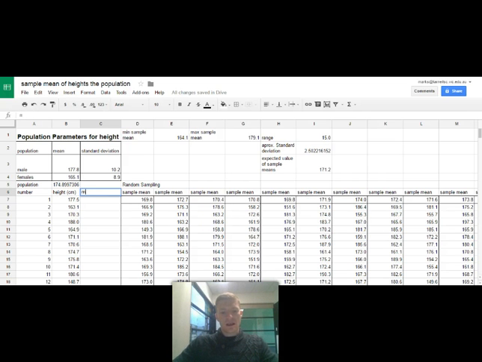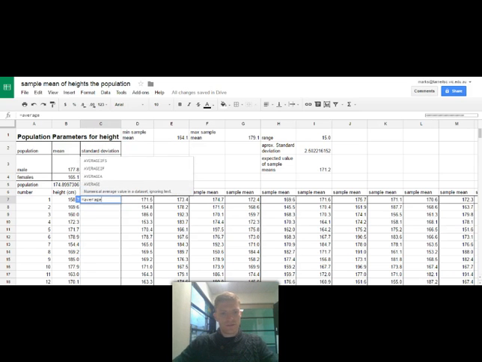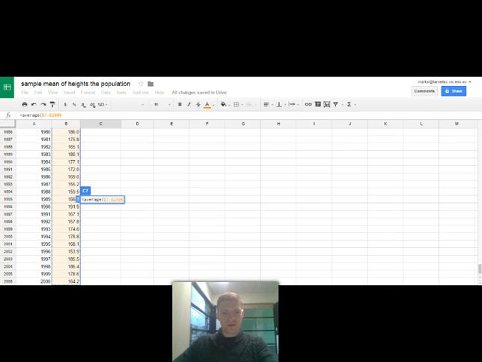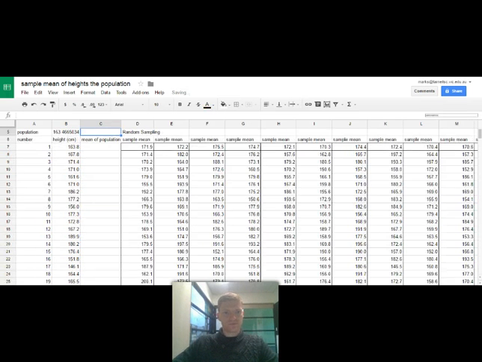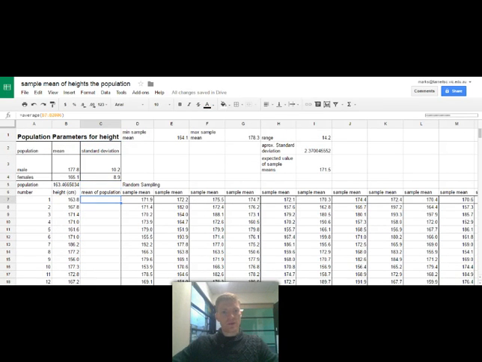Let's get the mean of the population. The population mean, in this case, will just be the average of all our population values. So select the first one, Control Shift down to get the very last row. There it is. And we can also get the standard deviation of the population. And we're going to use the standard deviation formula of this one.